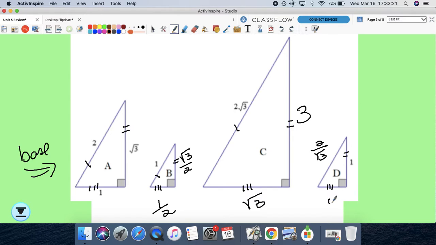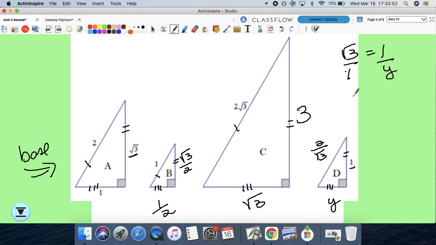This is y. So let's set up a proportion again. 2 matches up with... I don't want to use that fraction. So for this one, I'm going to use this one over here. Square root of 3 corresponds to 1, as this one on this triangle corresponds to y. Oh, so much easier.